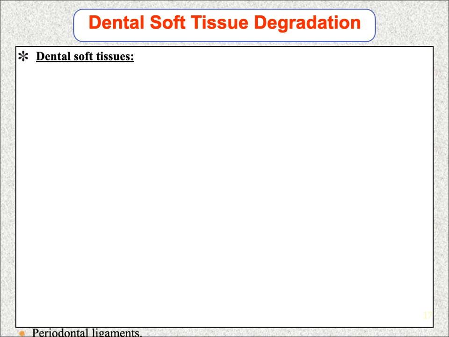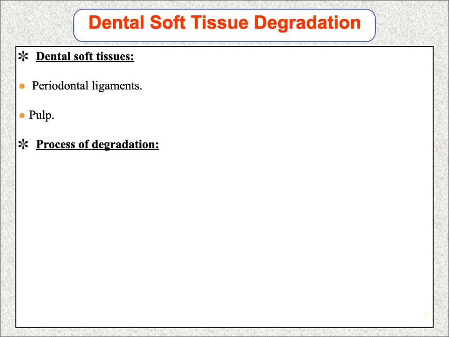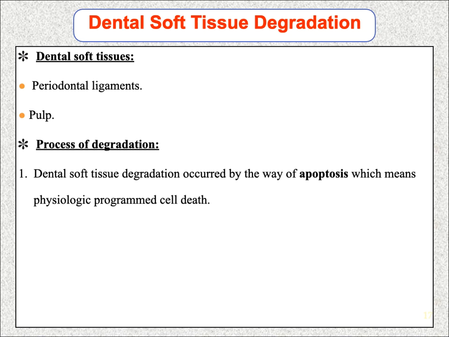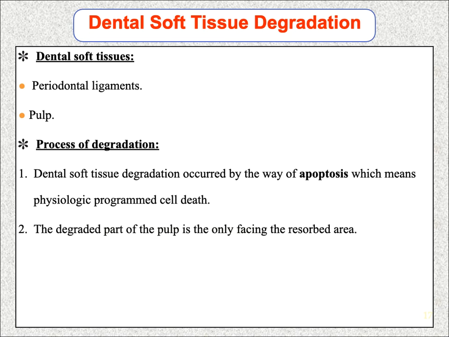The last thing is dental soft tissue degradation. Which tissues are these? They are the periodontal ligament and pulp. What is the process of degradation? Dental soft tissue degradation occurs by way of apoptosis, which means physiologic programmed cell death. The degraded part of the pulp is only the part facing the resorbing area, and the remaining pulp, including the pulp chamber, is normal.